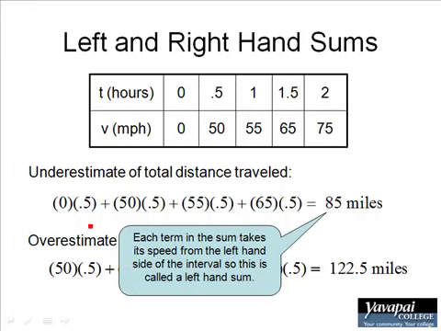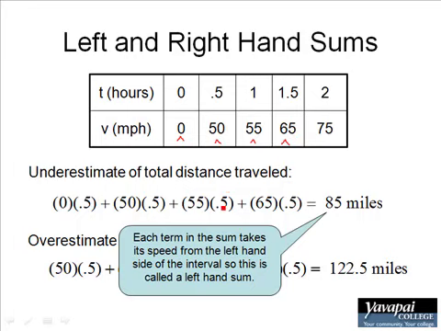So each term in the sum takes its speed from either the left-hand side of the interval or the right-hand side of the interval. When I was doing my underestimate, I was always picking the left-hand side. So when I looked at 0 to 50, I picked the speed on the left. When I was looking at 50 going to 55 miles per hour, I always picked the speed on the left. And then 55 to 65, I picked the speed on the left.